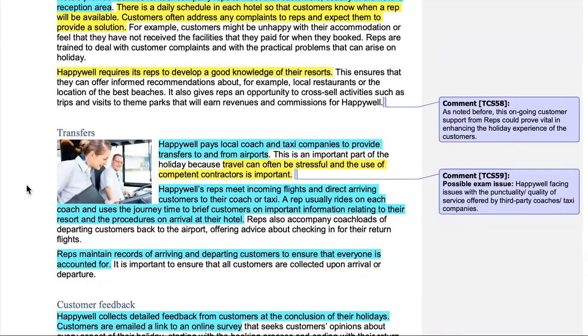Then looking at transfers, Happywell pays local coach and taxi companies to provide transfers to and from airports. So what are these transfers about? Again, I've covered this in the first video. So these transfers cover a certain activity where a passenger lands at the airport, and from the airport you need to take this individual to a hotel or the travel destination. So that transfer is carried out by using coaches. Okay, so you pack everybody into a bus and you take them anywhere.